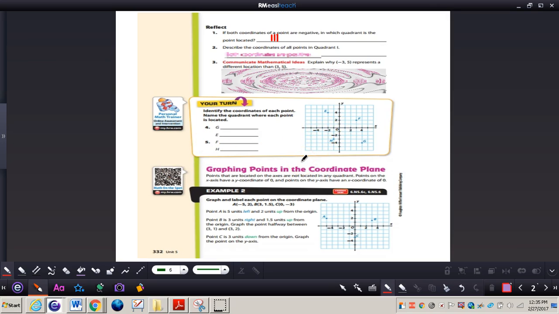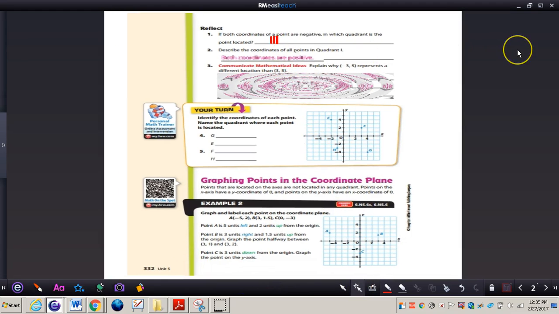Now let's take a look at describe the coordinates of all points in quadrant 1. So all the points in quadrant 1, we would say that both coordinates are positive if it ends up in quadrant 1. So we can do (4, 5), that will be quadrant 1, (1, 2), quadrant 1. You can see both coordinates have to be positive in order for the points to be in quadrant 1. Now let's take a look at number 3.